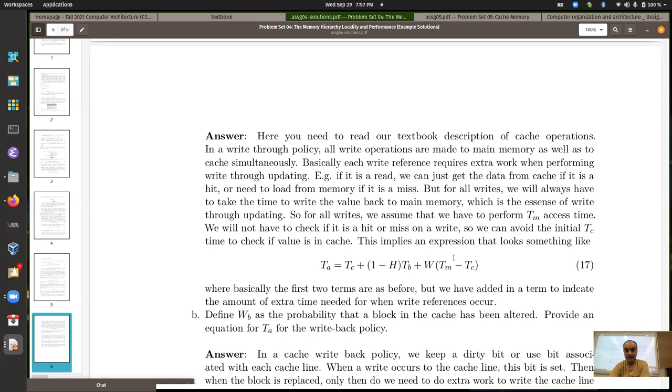And again, like I said, you could come up with some other expressions here that would be valid. It would depend on your assumptions on how the system works and what needs to be done or redone for a miss and a hit and things like that.